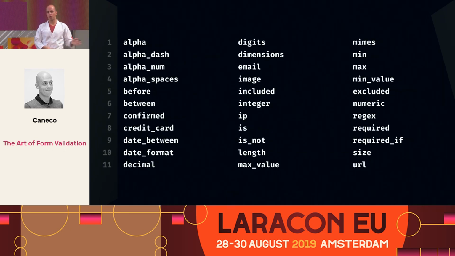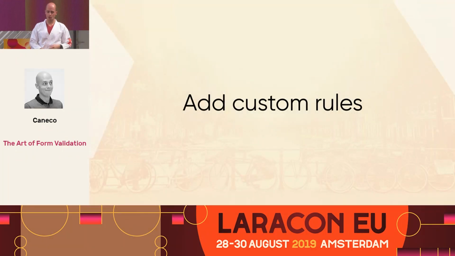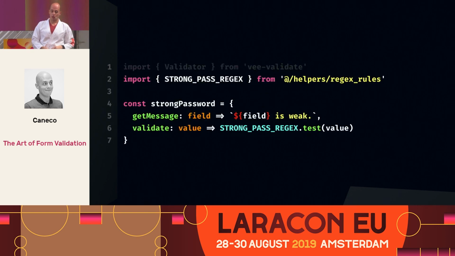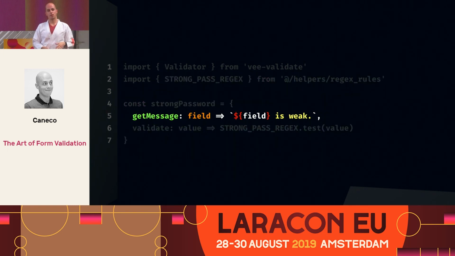Continuing on, you have a bunch of validations preset with v-validate. Pretty much most of them are mimicking the Laravel validation ones, and you can even add your own, pretty simple. To add your own, you just need to import the validator. In this case, for example, you get the rules from another file, and you just set up this object. You set your get message.